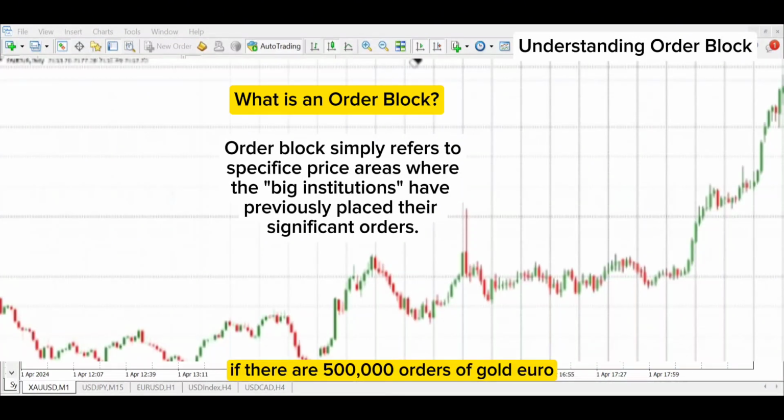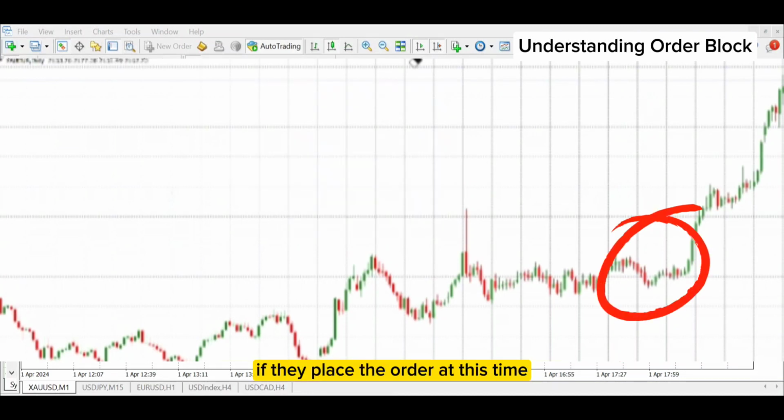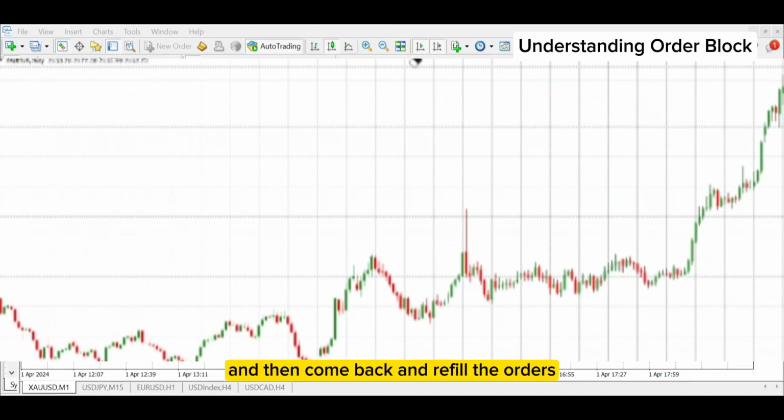If there are 500,000 orders of gold euros to be executed from this point, and I know that these orders cannot be executed at once, I know that if one broker that the block house had given the chunk of the security places the order at this time, let's say in the morning, or places it today, the next broker will not place at the same time. They will need to wait for that order to move and then come back and refill the orders.